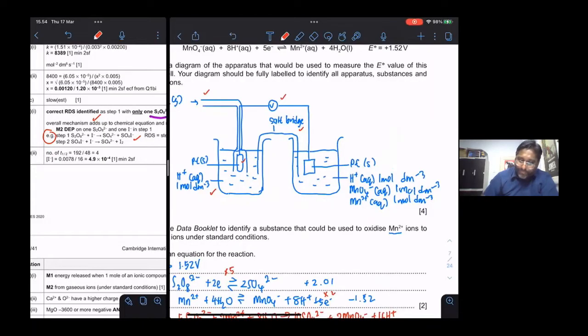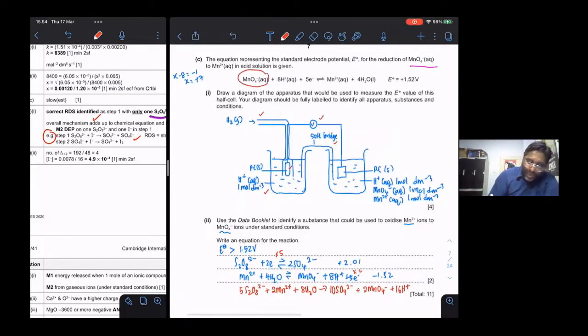And then for this one, you see there is going to be ion and ion. So the moment you see ion and ion, and we can also see the H plus, we have to use the electrode as the platinum. So you can see platinum. And then the electrolyte, we use the H plus, MnO4 minus and Mn2 plus, all in 1 mole per dm cube. So you are going to have that, and this is going to be the apparatus that we will use to measure the E value. So you draw accordingly.